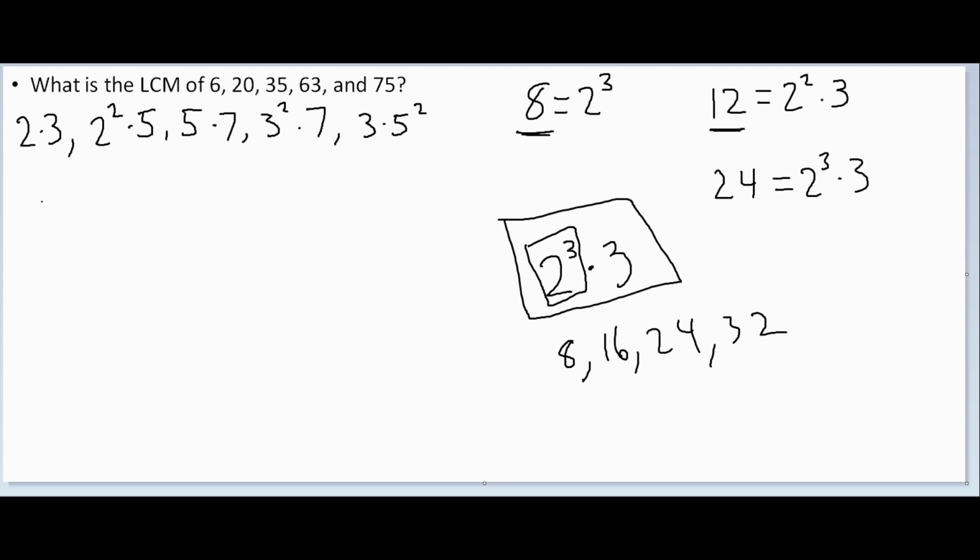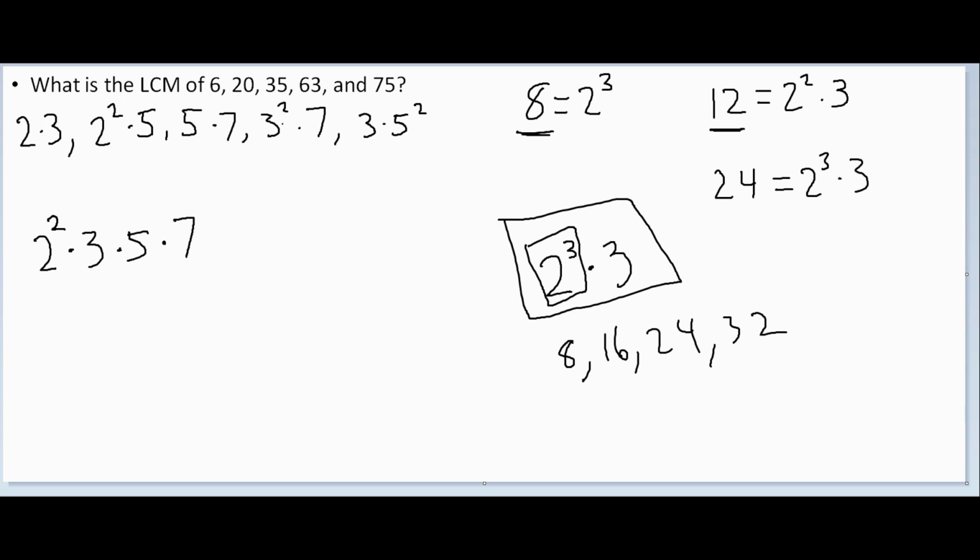Okay, now going through in the same way we did with 8 and 12, we can say, okay, I'll need at least a factor of 2 and a factor of 3 to cover the 6, and then, to cover the 20, I'm going to need one more factor of 2, so I'll put a 2 squared up there. We need a factor of 5, which hasn't been included yet, so we'll put that in there. The next number, we need a 5 and a 7. There's already a 5 in there, so we just need to add a 7.